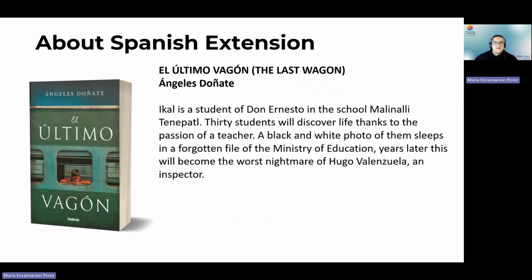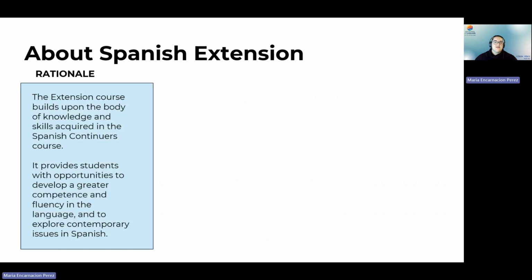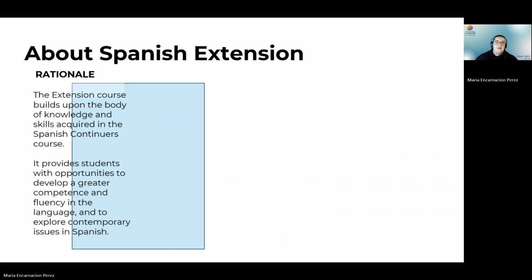Now, with this text, we're going to explore the rationale of the Spanish extension course. So the extension course builds on the knowledge and skills of continuers, and it provides students with the ability to develop greater competence and fluency in the language and explore contemporary issues in Spanish.